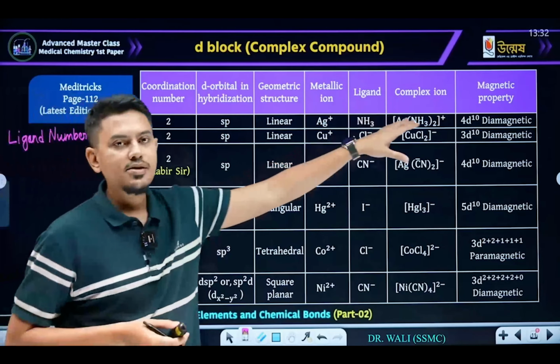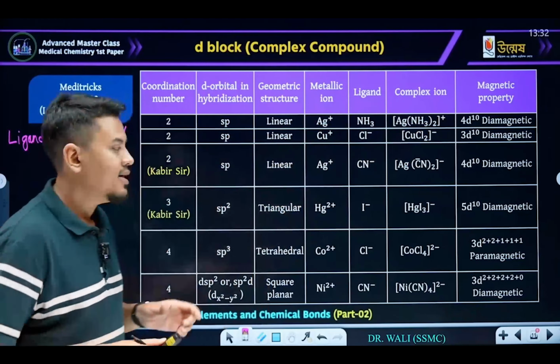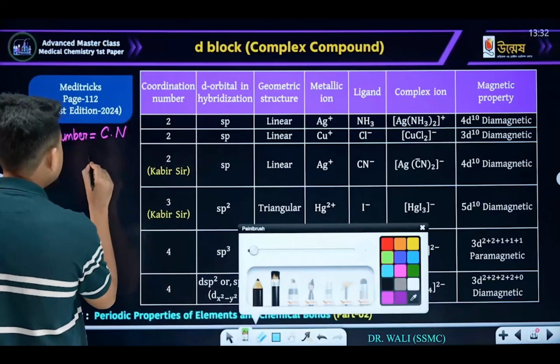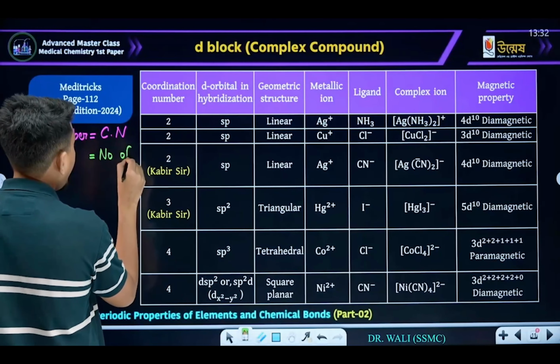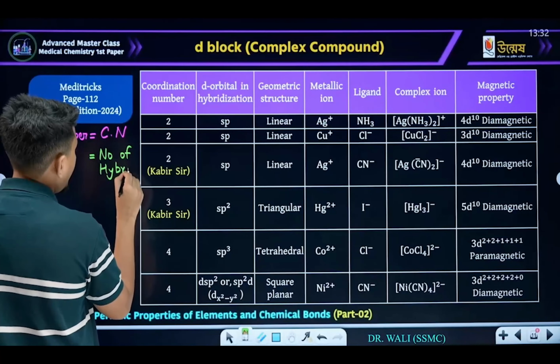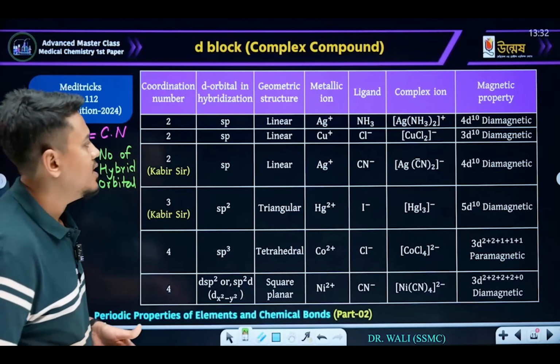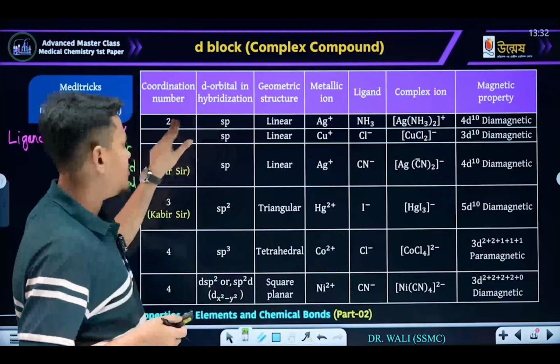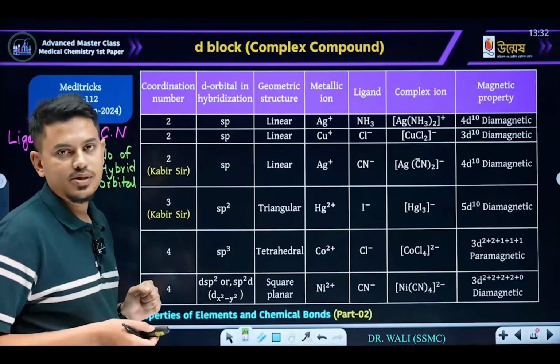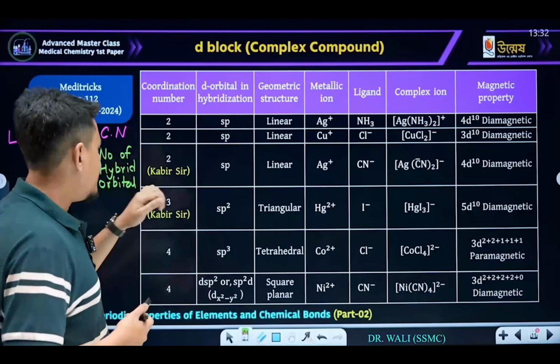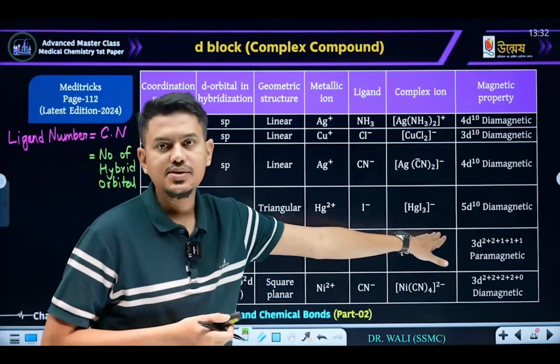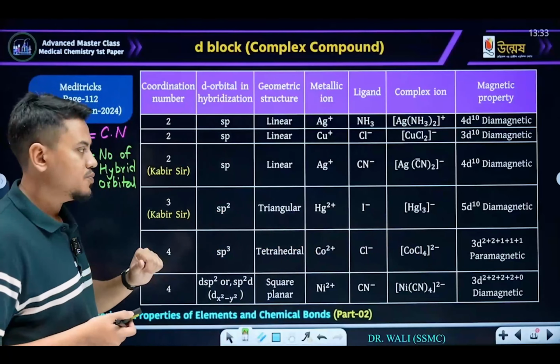Okay, so the number of ligands will guide you to find out the coordination number, and this coordination number is equal to the number of hybrid orbitals. So it will also help you to find out the hybridization. See, there are 2 ligands, so the number of hybrid orbitals would also be 2, and that's how the hybridization becomes sp. Again, for this, as you can see, the number of ligands is 3, so it would be sp2.